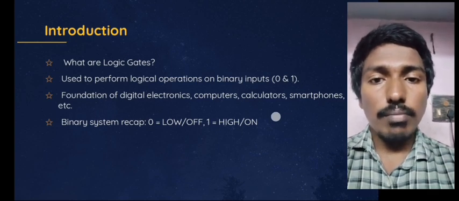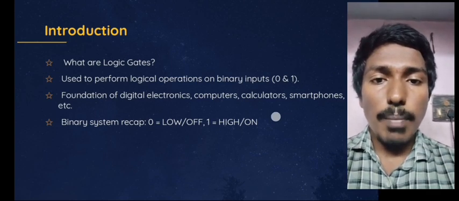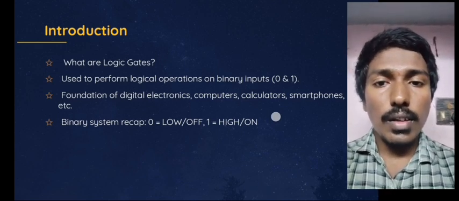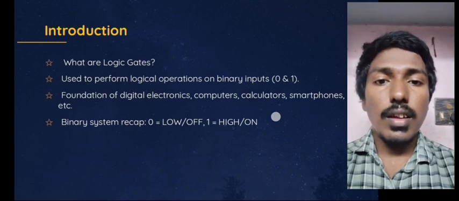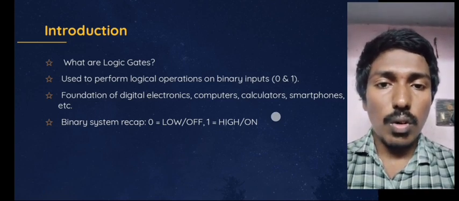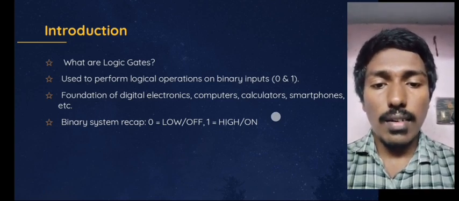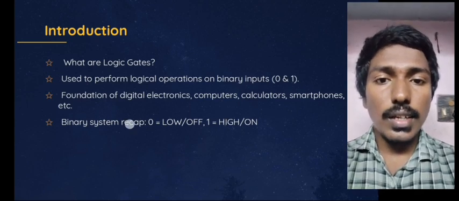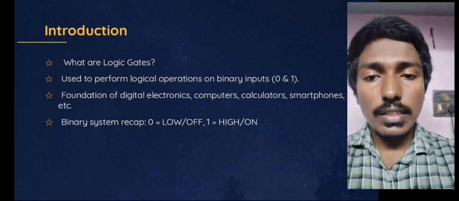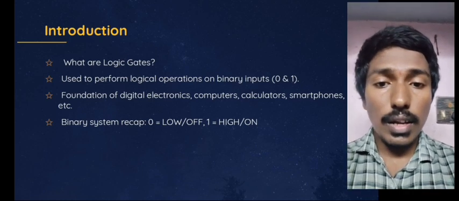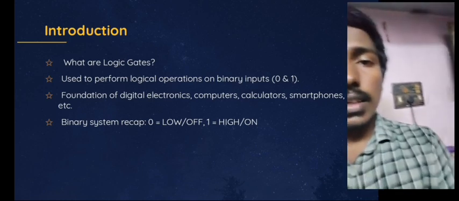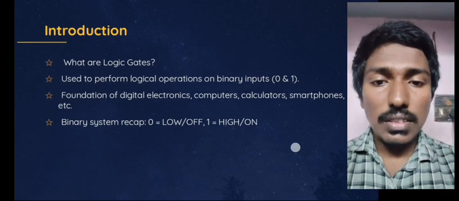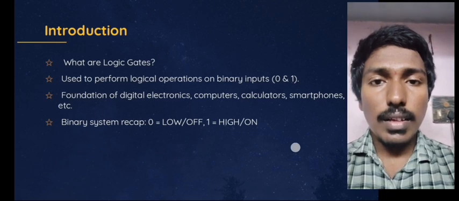Logic gates perform binary operations, 0 or 1. The binary system recap: 0 is equal to low or off, 1 is equal to high or on. We use 0 or 1 in so many digital electronics applications. In analog electronics the signal is continuous, but in digital electronics it is 0 and 1.